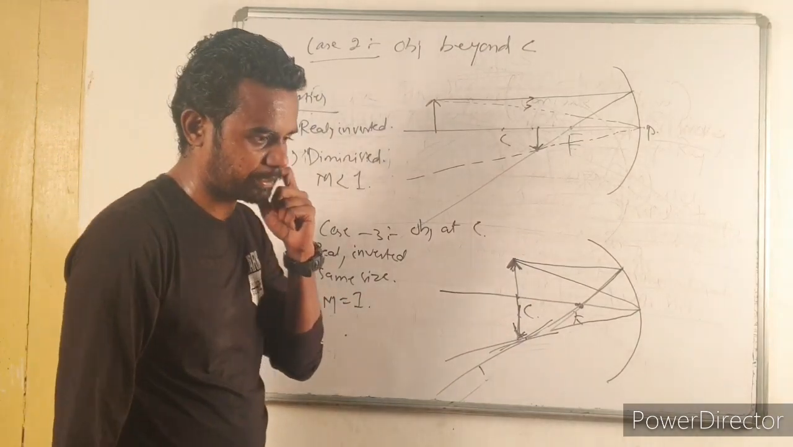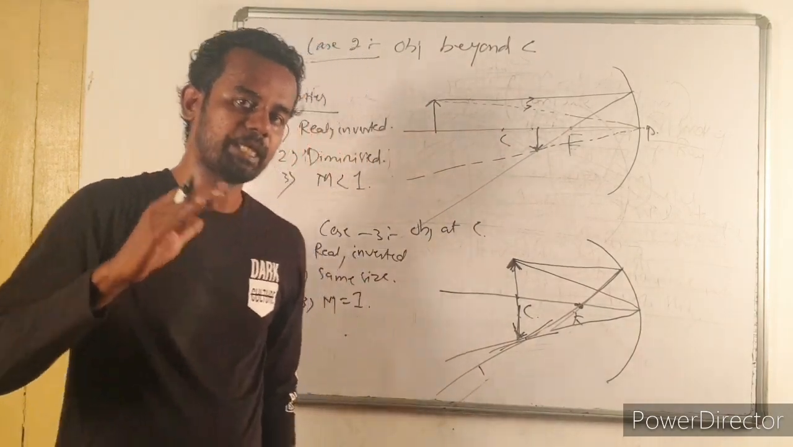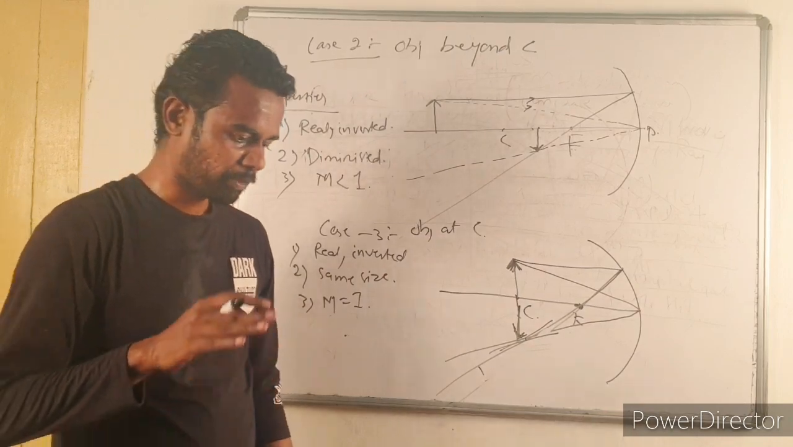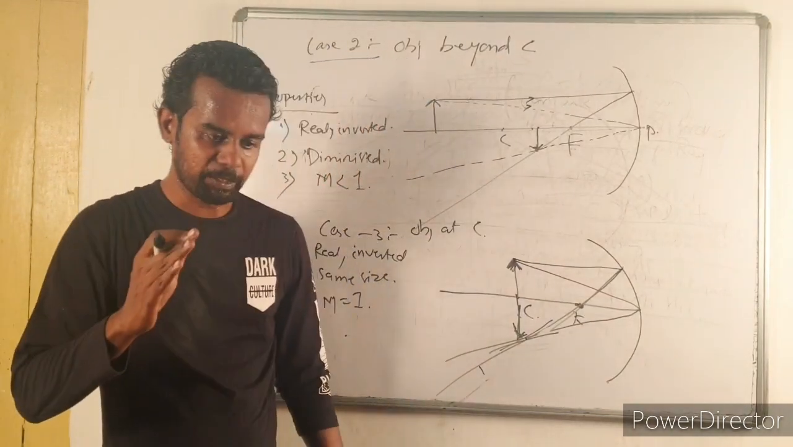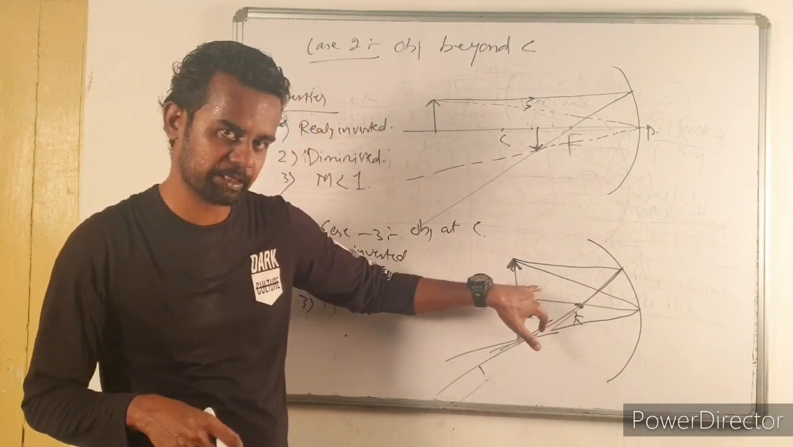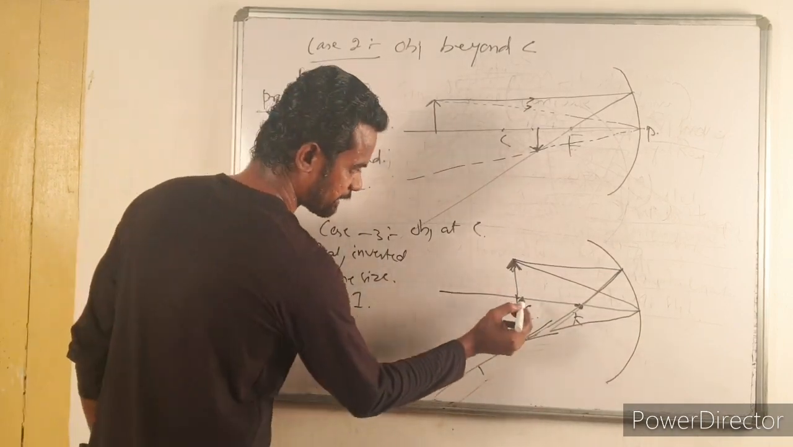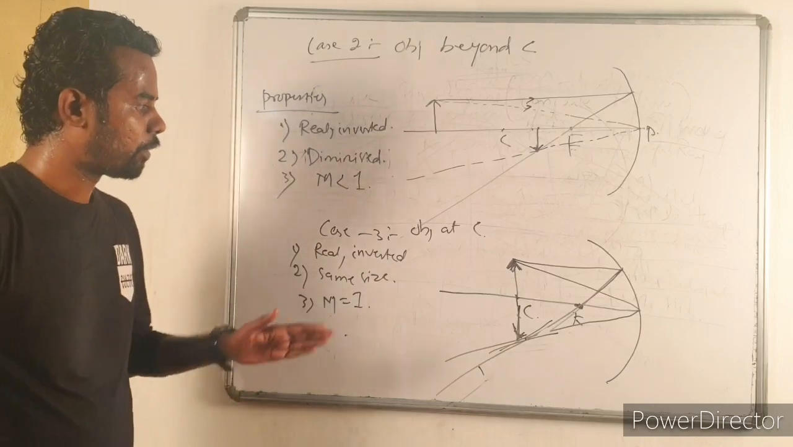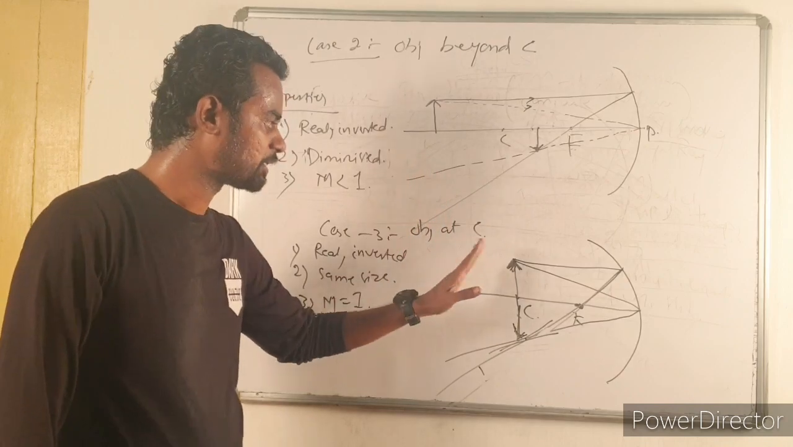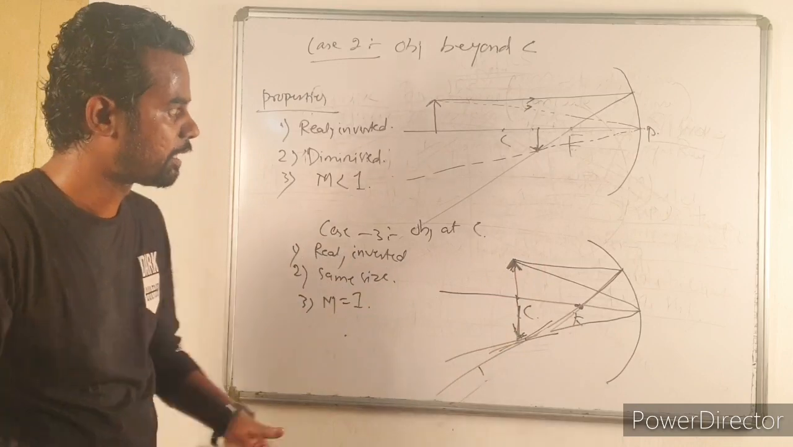Now the question will be like this. A concave mirror forms an image equal to the size of the object. Or let me rephrase it: a concave mirror forms a real image which is the same size as the object. What is the position of the object? Here the answer will be at C, because if the object is situated at C, that is the only situation in which it will form an image at C and at the same size.